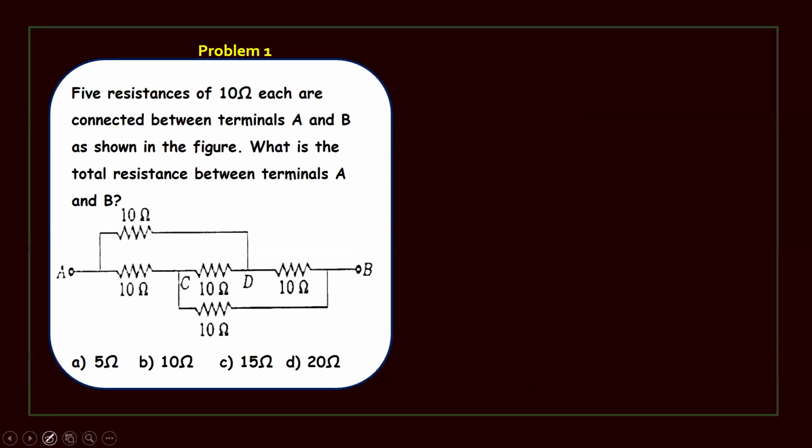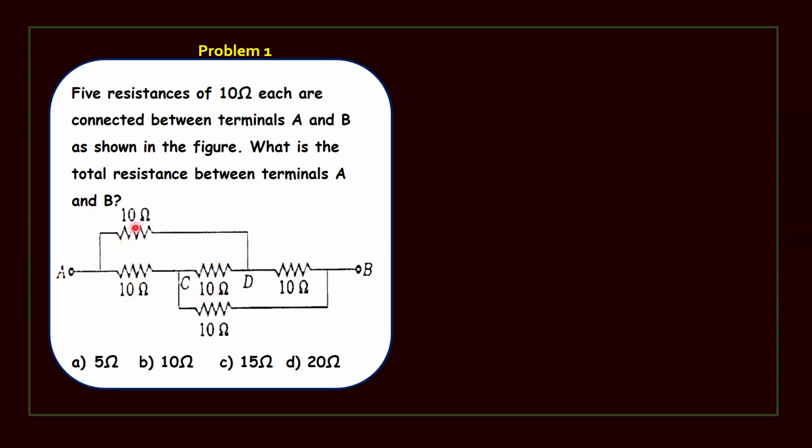First I will read out the problem. 5 resistances of 10 ohms each are connected between terminals A and B. What is the total resistance between terminals A and B? So we need to find the equivalent resistance between terminals A and B.